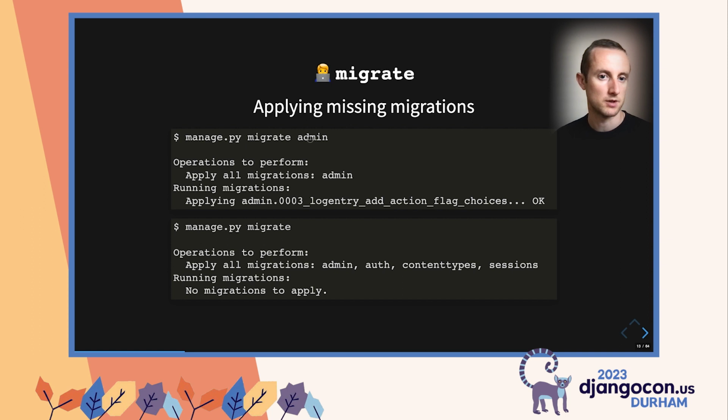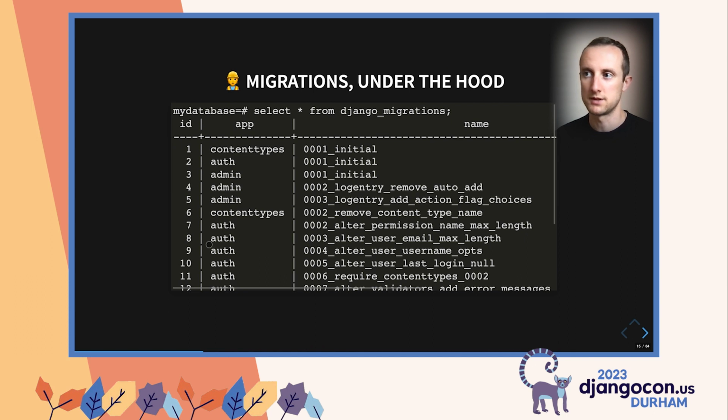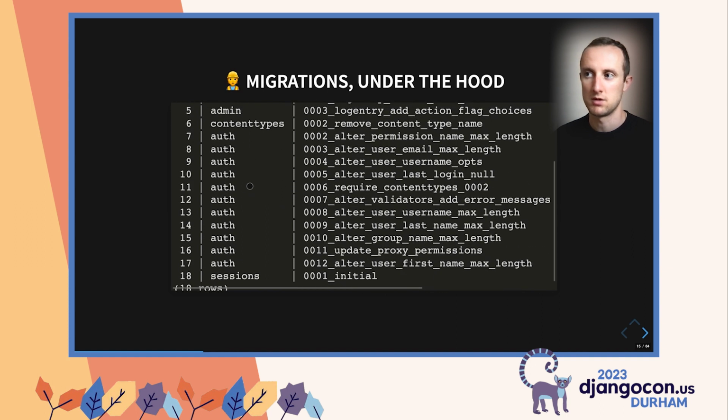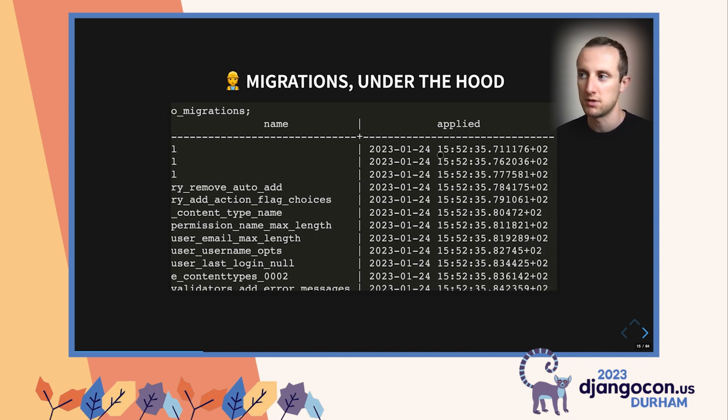But how does it work under the hood? Well, we can inspect the django_migrations table in our database. We can see it will contain 4 columns: id, app, name, and applied. And in this table, we will see in app the application name, of course, in name the migration name containing the number and the name specified by us or automatically added by Django. And in applied, we can see the time when the migration is applied to the database.